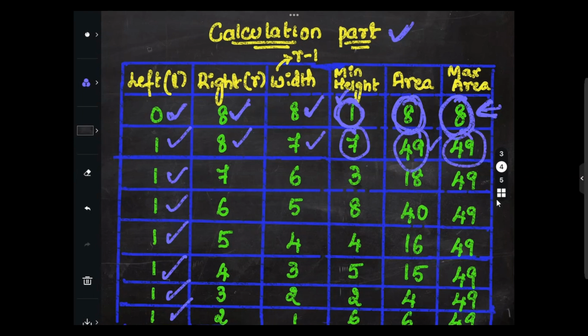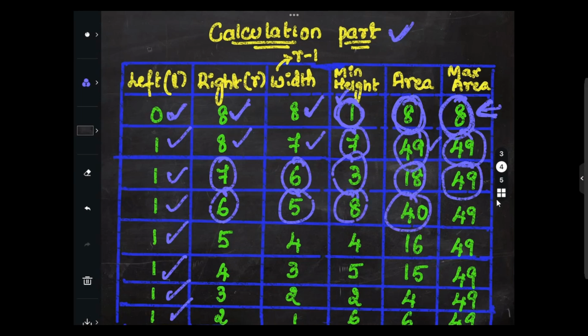So we will check for everything. We'll check for right pointer 7. We got width 6 here. In this case we have minimum height of 3. So 6 into 3 will be 18. So the max area remains the same, 49. Same thing goes with the next step, 6 into 8, 5 into 8 is nothing but 40. We calculated this one already, if you remember. I have shown this step by step while considering the first example. That's what we are doing here.